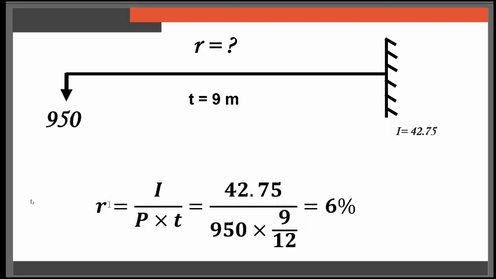To get R, R equals I over B times T. I equals 42.25, B equals 950, times 9 months over 12. So R will be equal to 6%.